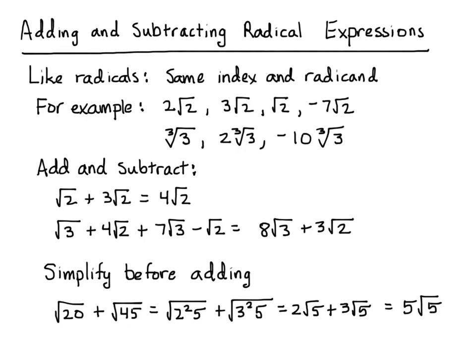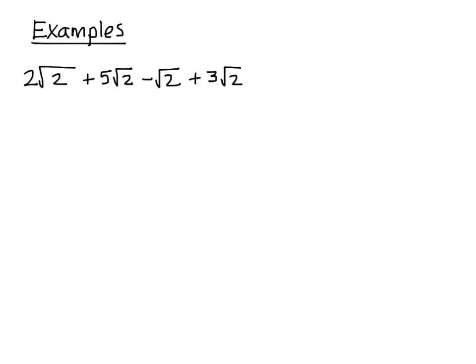All right. So here's a few examples. If I have 4 radicals that all involve a radical 2, I can just take 2 plus 5 minus 1 plus 3, and so I get 9 square root of 2.